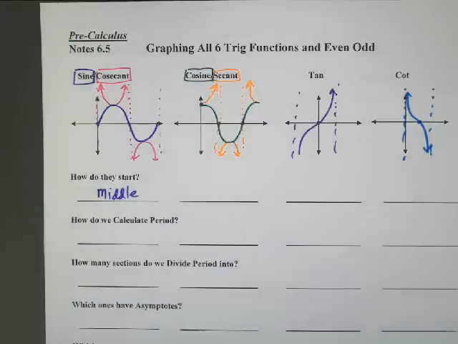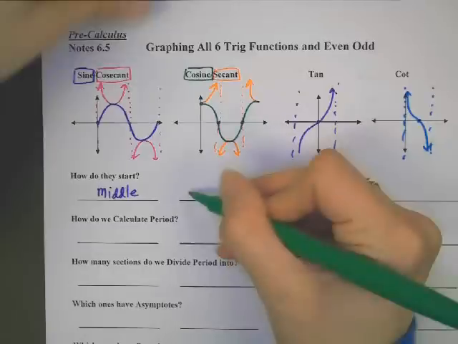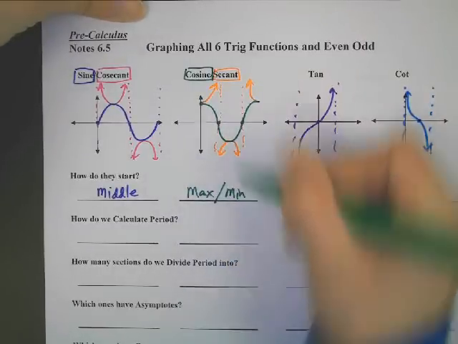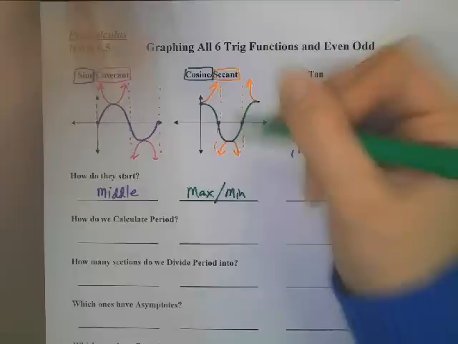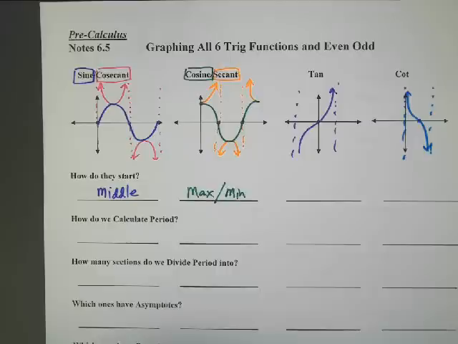Okay, cosine does not start in the middle. He starts either at a maximum or a minimum. So let's put at a maximum or slash a minimum, depending if he's positive or negative. If sine is negative, he would just start going down, but he still starts in the middle.